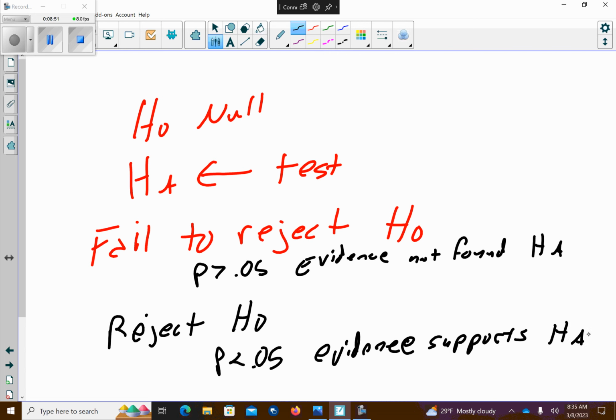HA. All right, so type 1, type 2 error that we said, type 1 error, we reject the null when it's really true. Type 2, we fail to reject the null when it's really false.